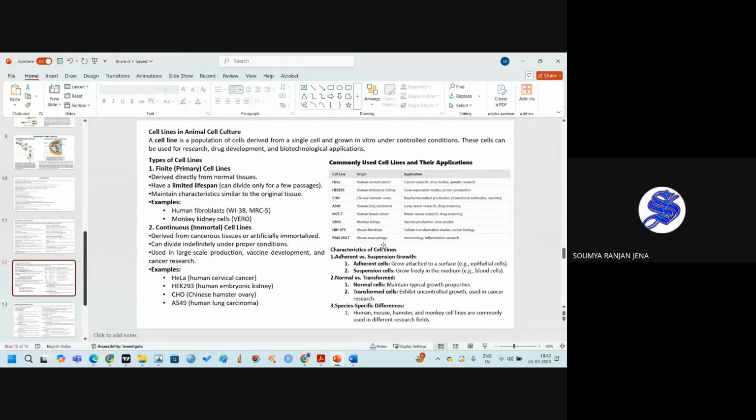And in mouse fibroblast, cellular transformation study and cancer biology study. Macrophages is an immune cell line, so immunology and inflammation research will be done in this macrophages cell line.